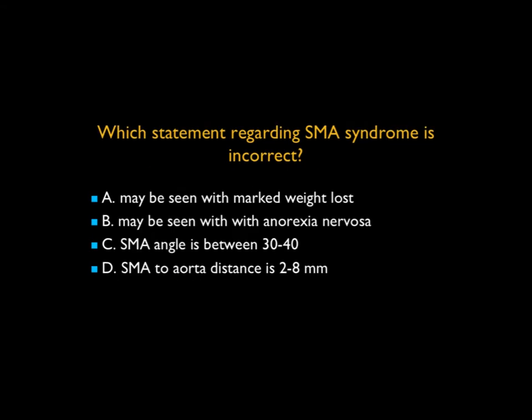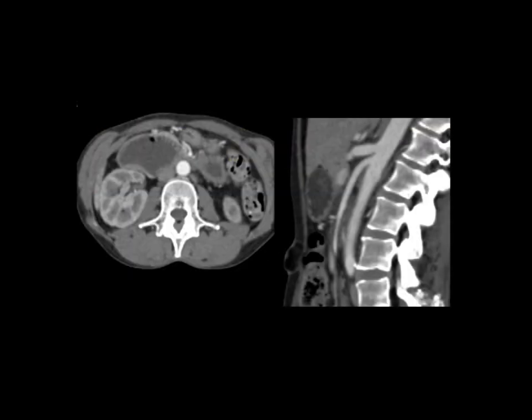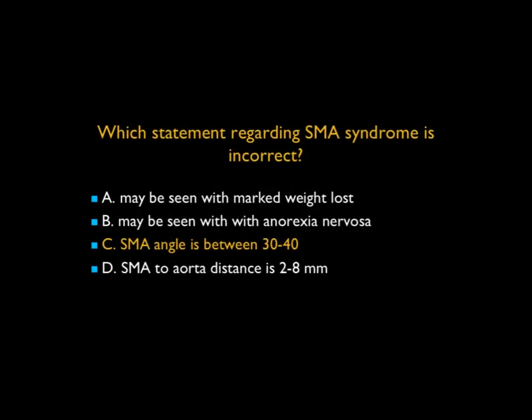In this case, I say which statement regarding SMA syndrome is incorrect. And the first thing you recognize is a nice example of SMA syndrome, dilated duodenum, the SMA angle is decreased. So when you look at the answers, may be seen with marked weight loss. Definitely, that's how it was initially described. May be seen with anorexia nervosa, and may be one of the causes of symptoms of anorexia nervosa. The SMA angle is between 30 and 40 degrees. That's not true. It's usually under 10 degrees. 30 to 40 is normal range, and the SMA distance is under 8 millimeters. So that part is indeed true. So C is the incorrect statement.